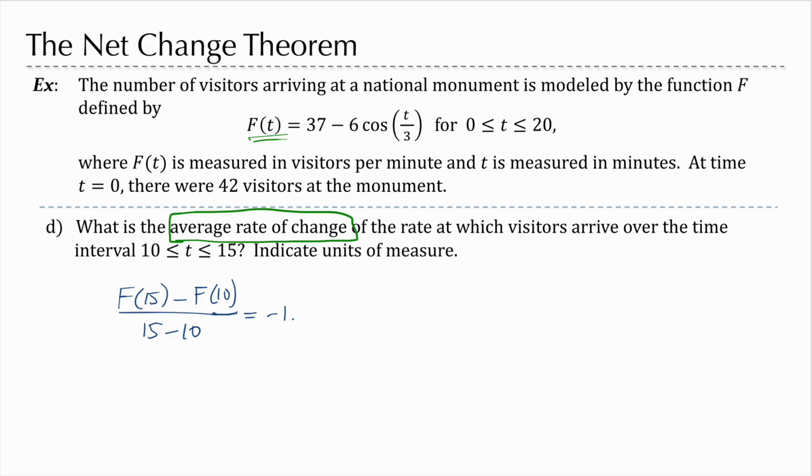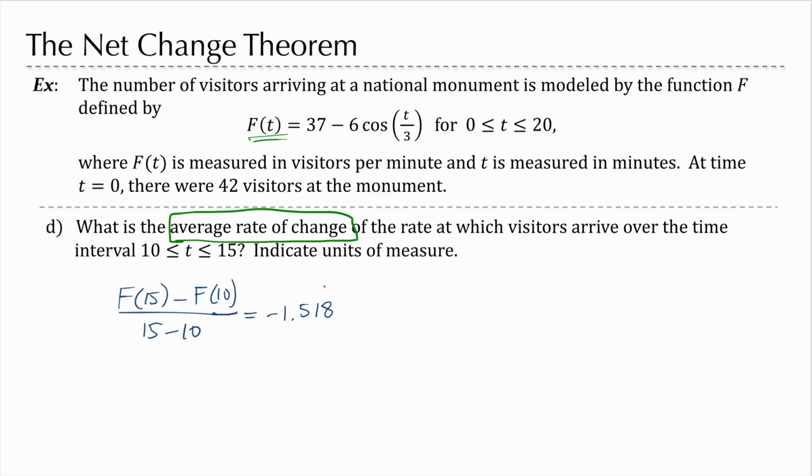So this is negative 1.518. Now what this means, of course, is that the average rate of change of this rate is a negative number. What that means is the rate at which visitors are coming is decreasing. So yes, they're coming and there's more and more people, but the rate at which they're walking in the door is getting smaller at that moment in time.